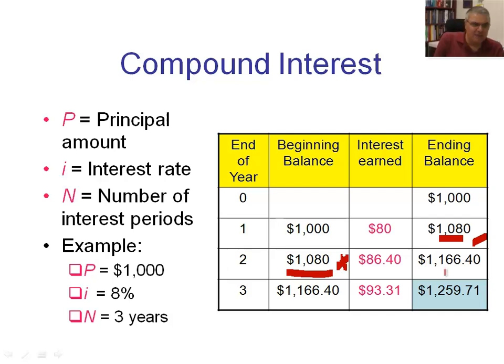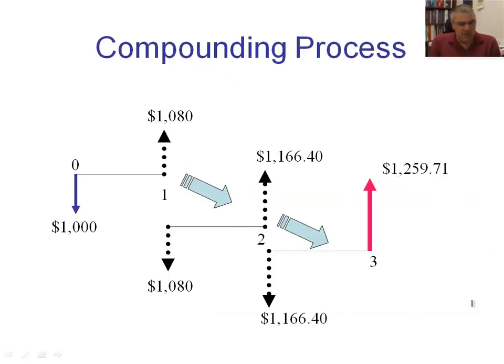At the end of year two, the money would be $1,166.40. And the next 8% interest would be earned on this amount, which would be carried from the end of year two to the beginning of year three. Now the interest is $93.31, and the amount is $1,259.71. Okay?